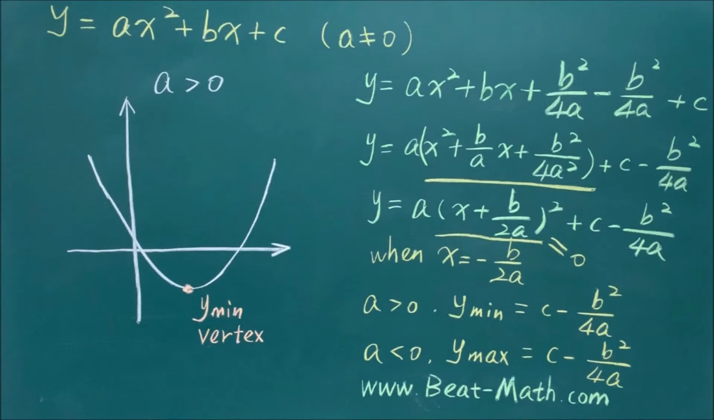So we get the value of the vertex: negative b divided by 2a, and c minus b squared divided by 4a. It's a little complicated, but it can help you understand the vertex better and make you more comfortable with the completing the square formula.